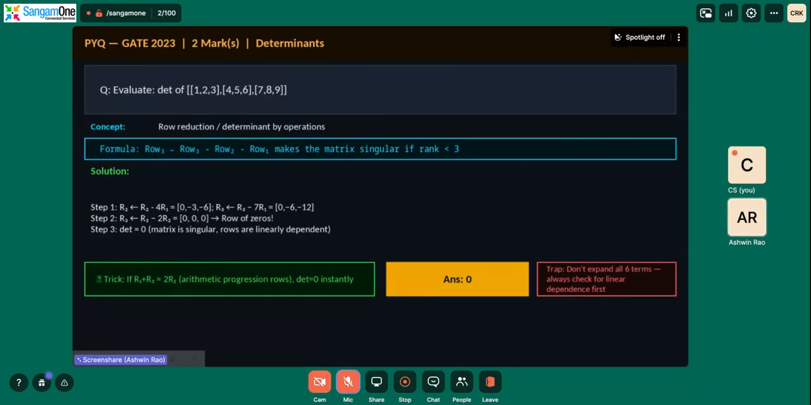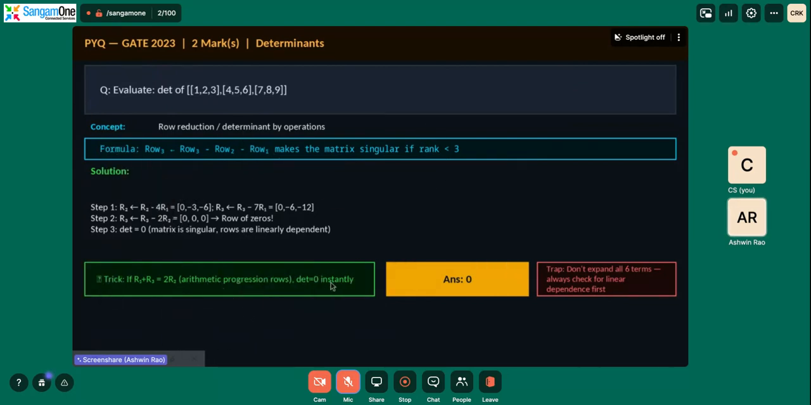Then R3. When you apply the operation, make sure you are applying the same condition for both rows and columns, not a different condition. The main purpose is making one row 0 so that the other two rows can be solved, in the case of equations or finding the determinant. The trick, as mentioned here, is R1 plus R3 is equal to R2. Arithmetic progression rows give determinant zero instantly. Please note it down.